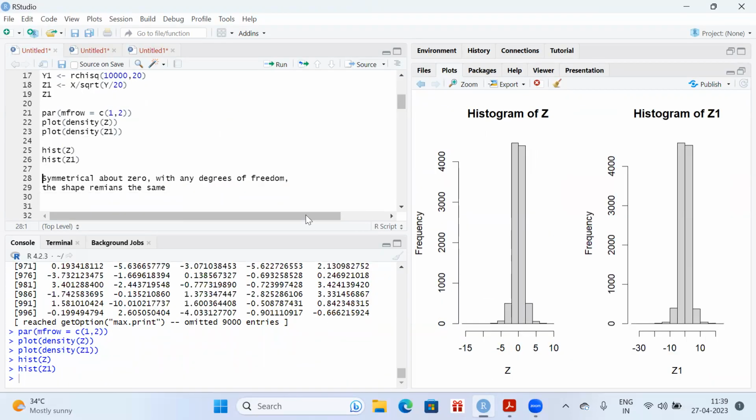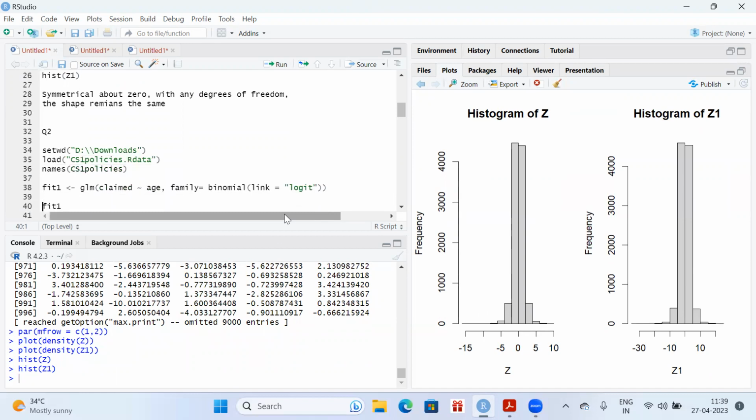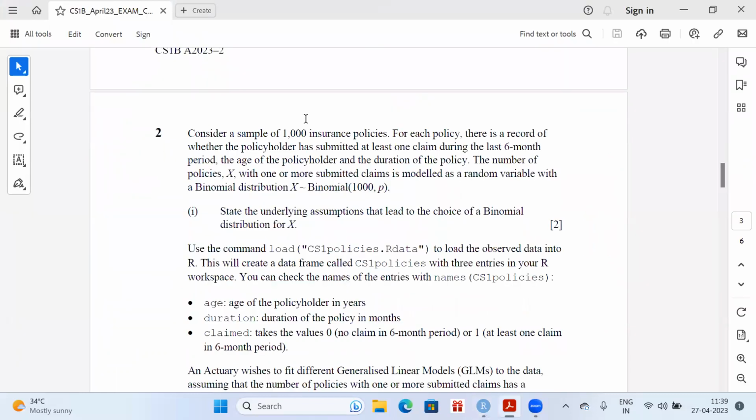Next question. Question 1 was pretty straightforward. Question 2. Consider a sample of 1,000 insurance policies. For each policy, there is a record of whether the policyholder has submitted at least one claim during the 6-month period, the age of the policyholder, and the duration of the policy. The number of policies X with one or more submitted claims is modeled as a random variable with binomial(10,000, p). State the underlying assumptions that led to the choice of a binomial distribution.